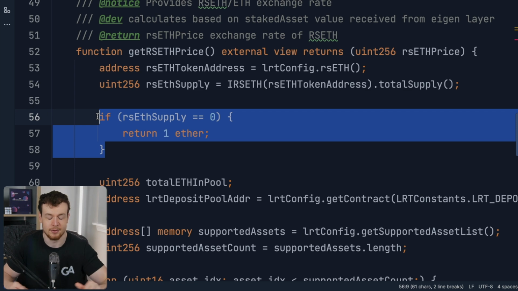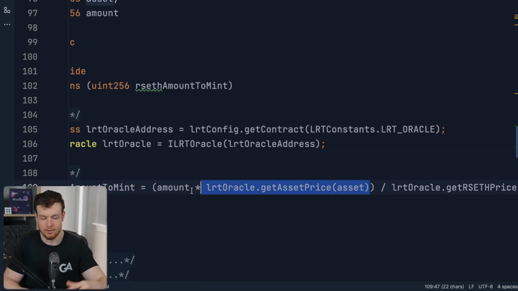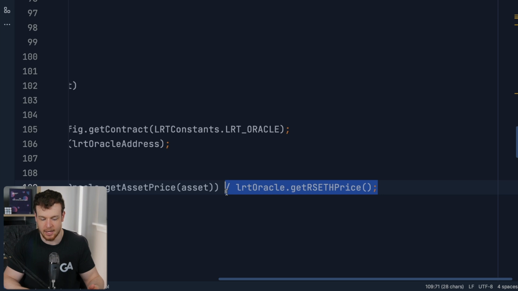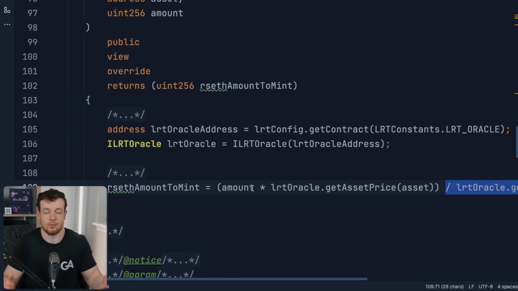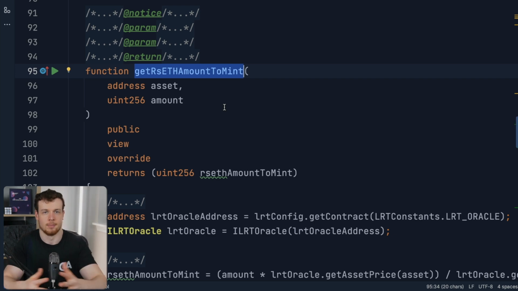So we give you a price of 1 Ether, which is just 1 for 1. And then what happens is this amount in the numerator will be 1E18. This price will be 1E18. And so it settles on 1 wei to return from this amount to mint. So I'll be minted 1 wei of rsETH.